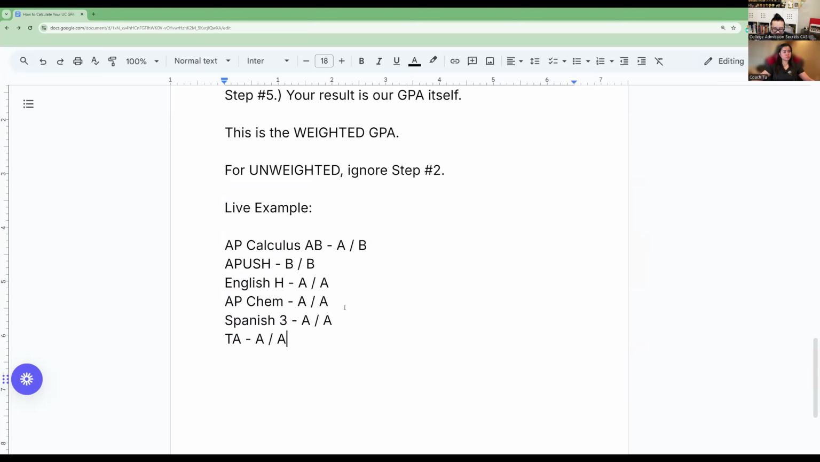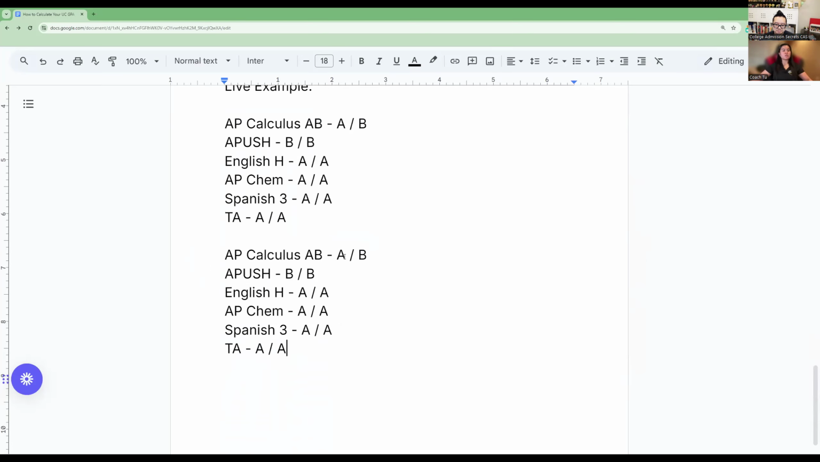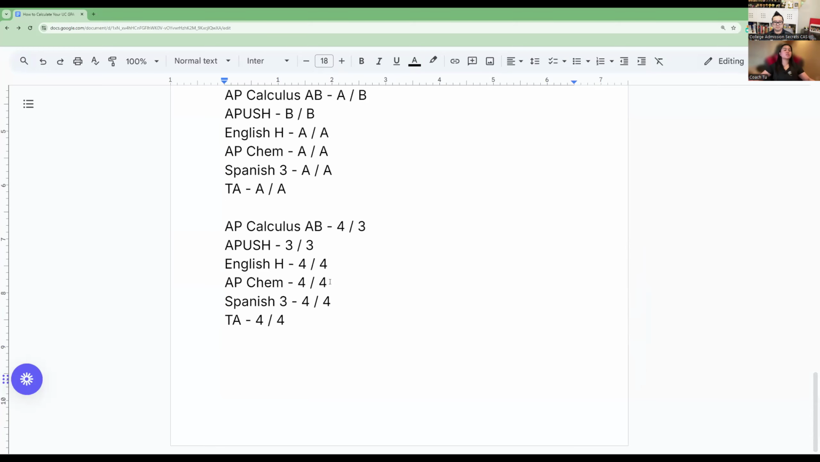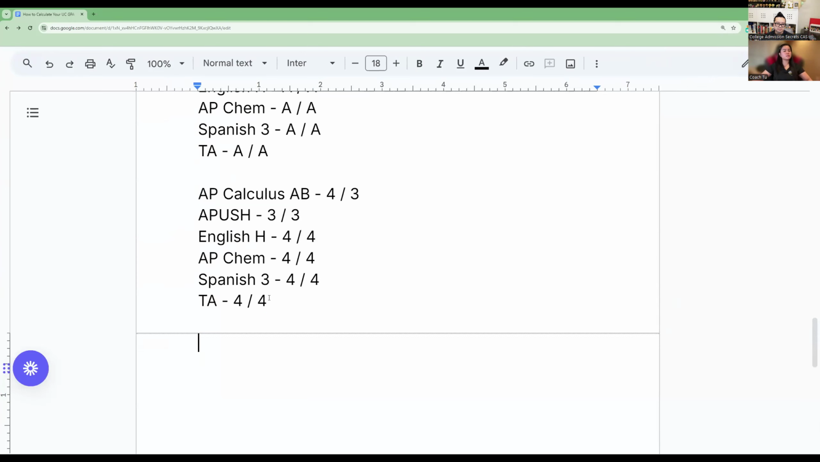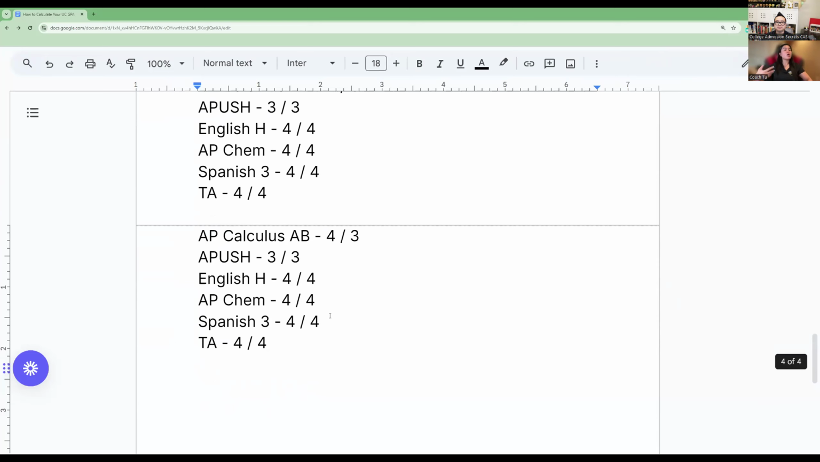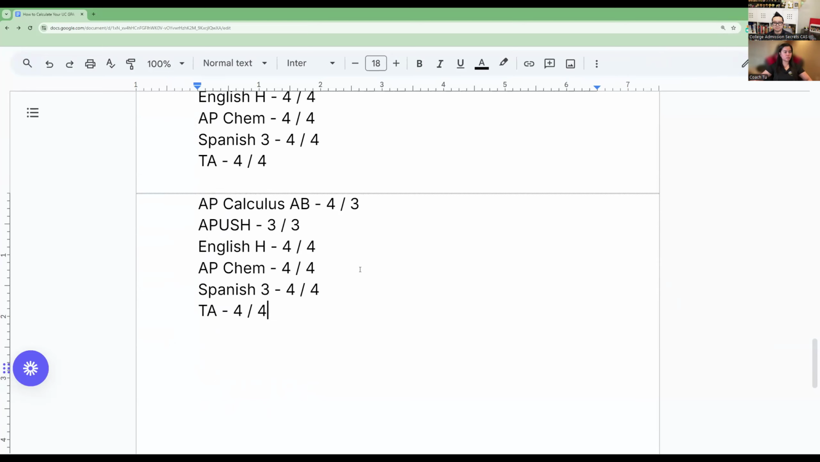Coach T, what's my step number one again? Step number one is to just calculate your grades as regular classes. Going back to what I mentioned before, an A is a 4, a B is a 3, a C is a 2, a D is a 1, and an F is 0 points. So when we input this, this is as if they had no honors.